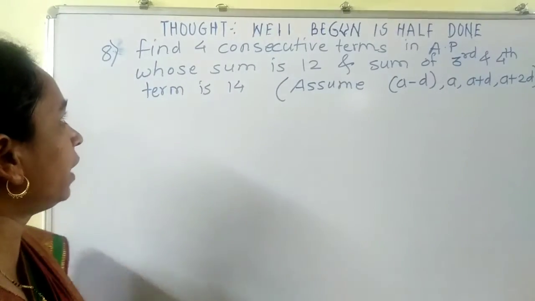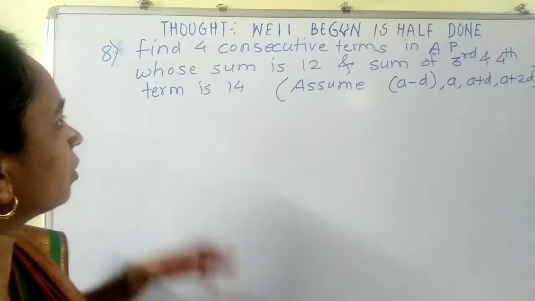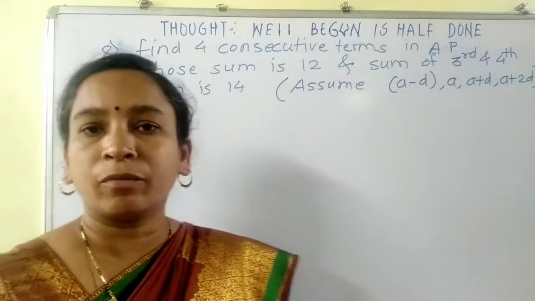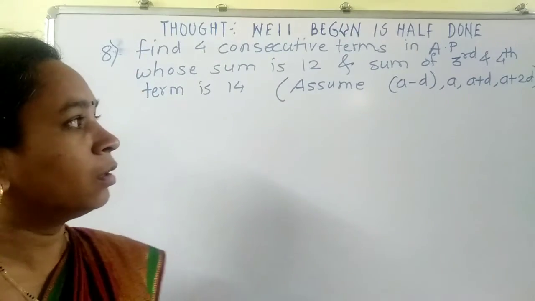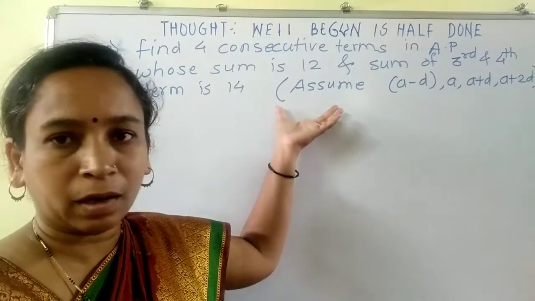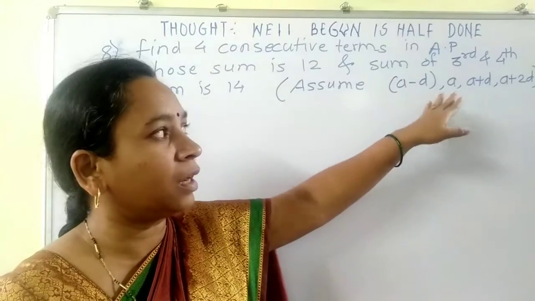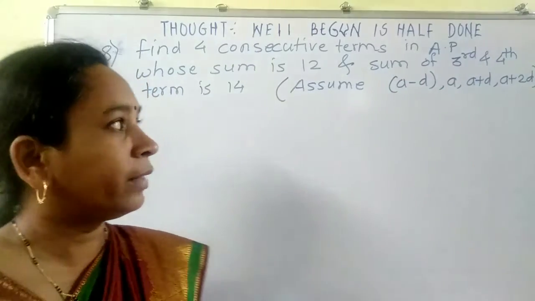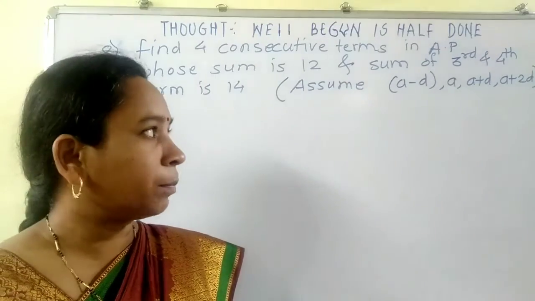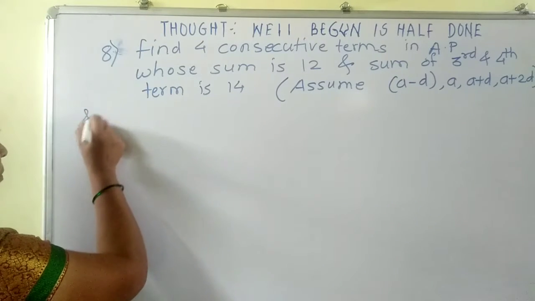Eighth example. In the eighth example, find 4 consecutive terms which are in AP, and they have given the sum relation. Sum is 12, and the sum of the third and fourth numbers is 14. So here we have to assume the numbers as given in the bracket: A minus D, A, A plus D and A plus 2D. That means the first term is A minus D, the second term is A, the third term is A plus D and the fourth term is A plus 2D. So we'll solve the example.